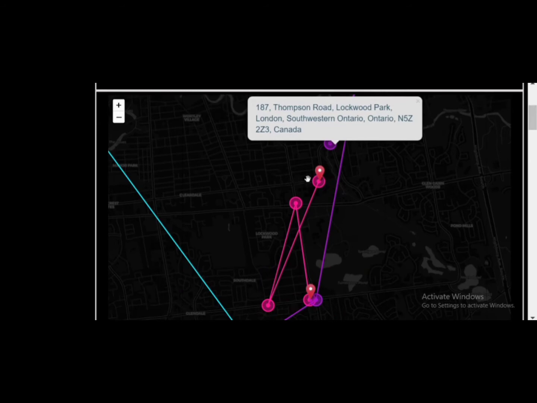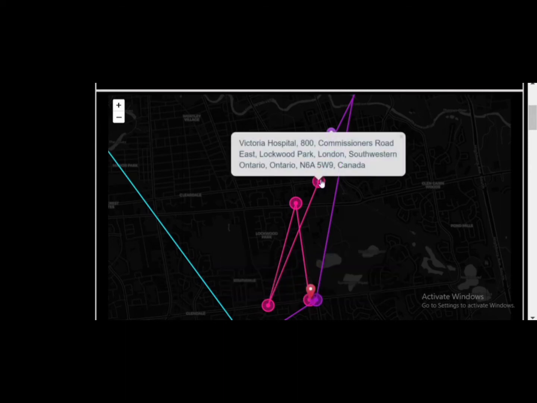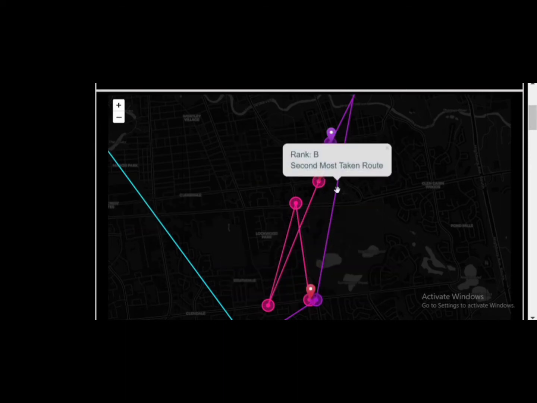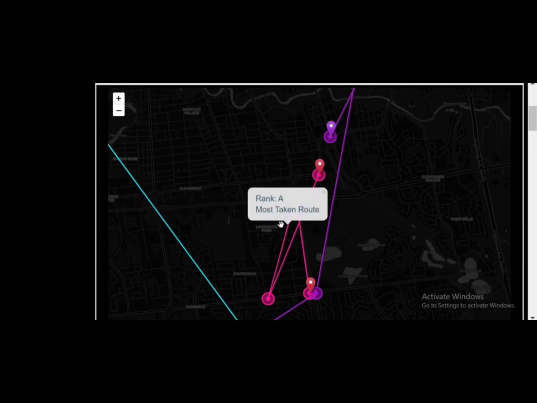If we zoom in, we see that pink color shows that this car mostly takes this route from 837 Wellington Road to Victoria Hospital. After the pink route it mostly runs on the purple route, then after purple it usually goes on this turquoise route. It provides facility to observe vehicles' behavior during past days.